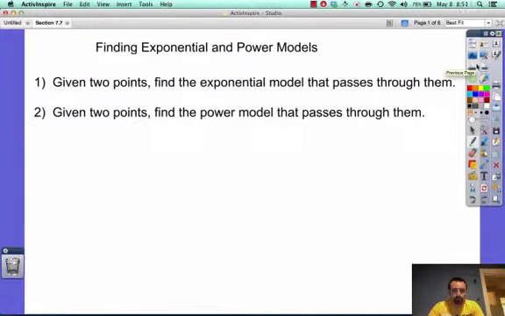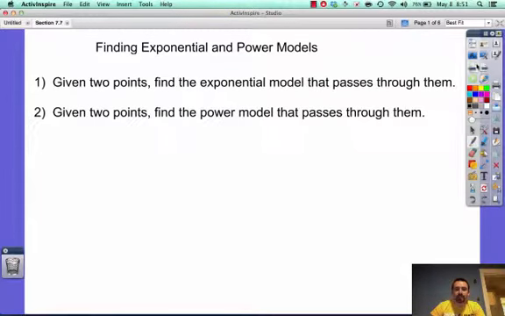Okay, so this lesson has two objectives. We're looking at section 7.7 in the textbook. The first goal is, if we have 2 points, to find the exponential model that passes through them. The second is, if we have 2 points, to find the power model that passes through them.